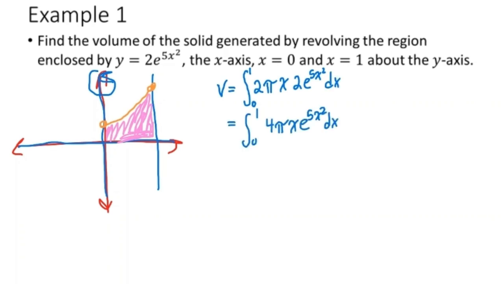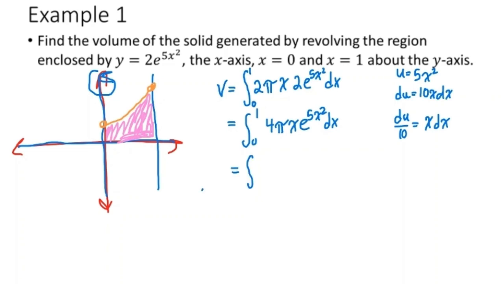And when we simplify, we have to find the integral from 0 to 1 of 4 pi x e to the 5x squared. To evaluate this integral, we do need to make a substitution. We'll make u 5x squared, which makes du 10 dx. We do see an x in the integrand, so let's divide over the 10, and we get that du over 10 equals x dx.